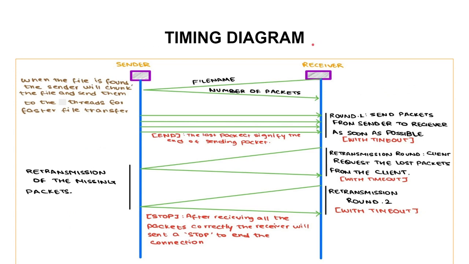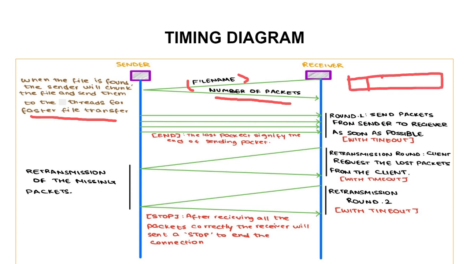So this is the timing diagram. At first the receiver will send a file name to the sender. Then the sender will find that file name, and after that it will chunk it and send it to threads for a faster file transfer. Then it will send the number of packets, and after that the receiver will maintain a set with all the different packet IDs, and I'll go in depth later on the slide.